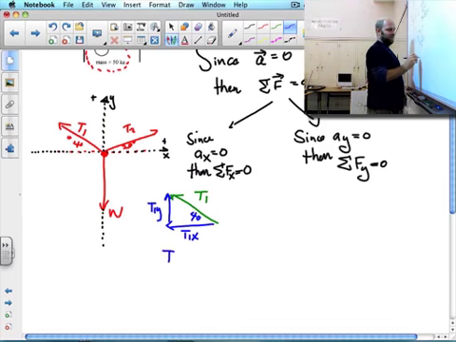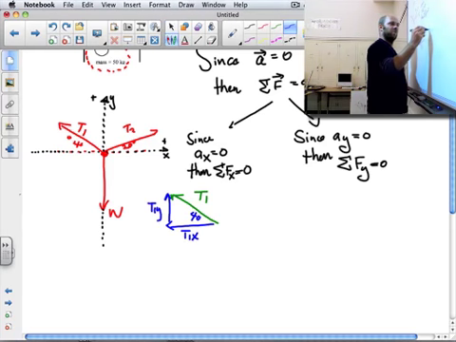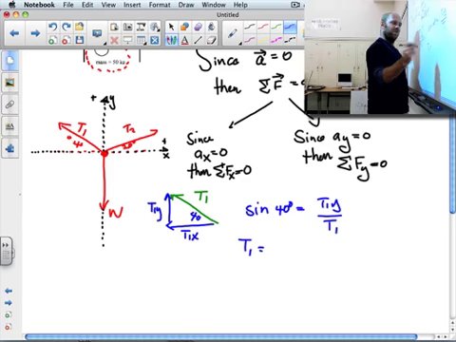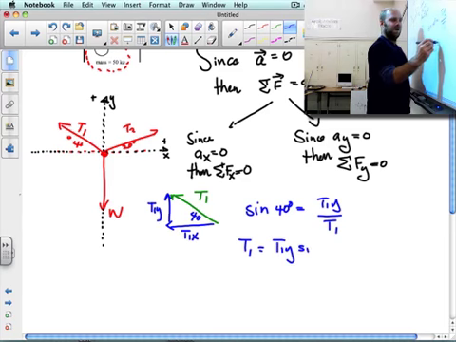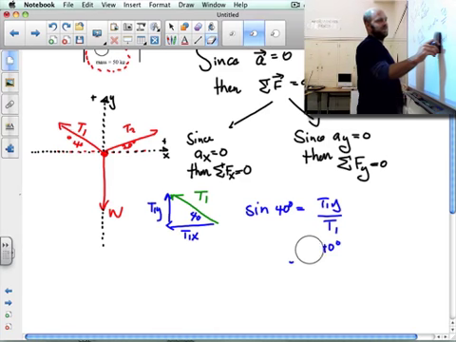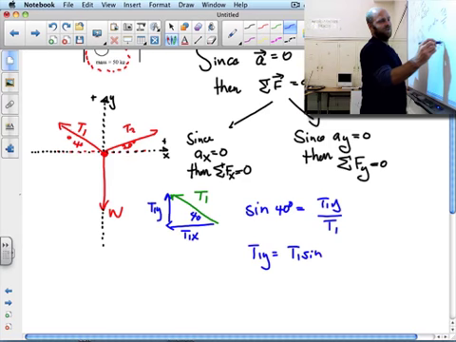All right, so T1, y direction. Here, let me do this. I'm skipping steps. Let me go slower. Sine 40 degrees is going to be T1y over T1. Therefore, T1 is going to be T1y over sine 40 degrees. Oh, I messed up. Sorry. Let's scratch that and go back. Try that again. T1y is actually T1 sine 40 degrees. There we go.